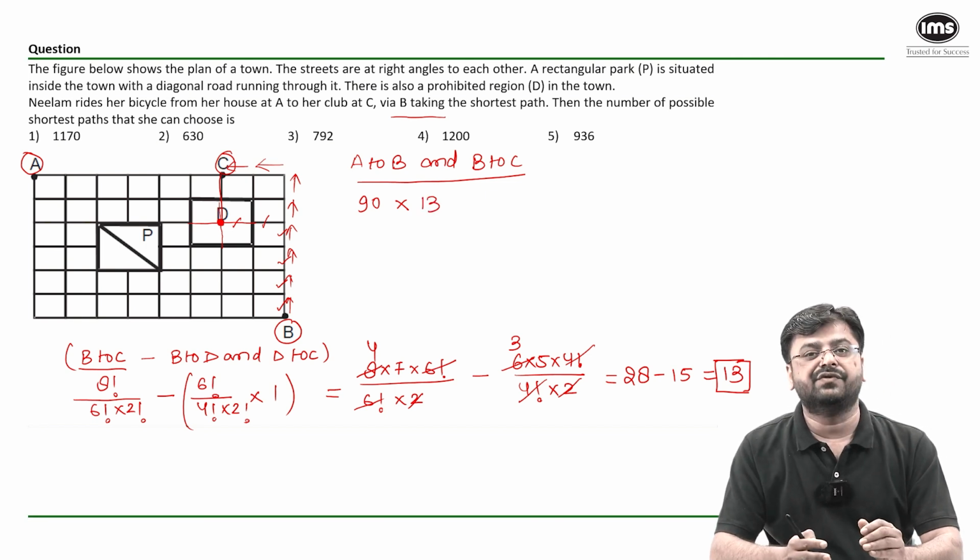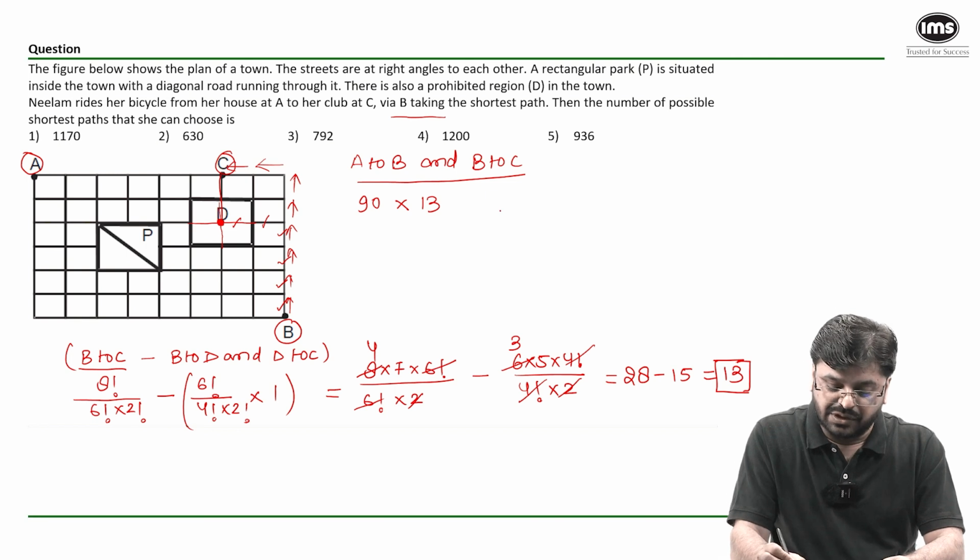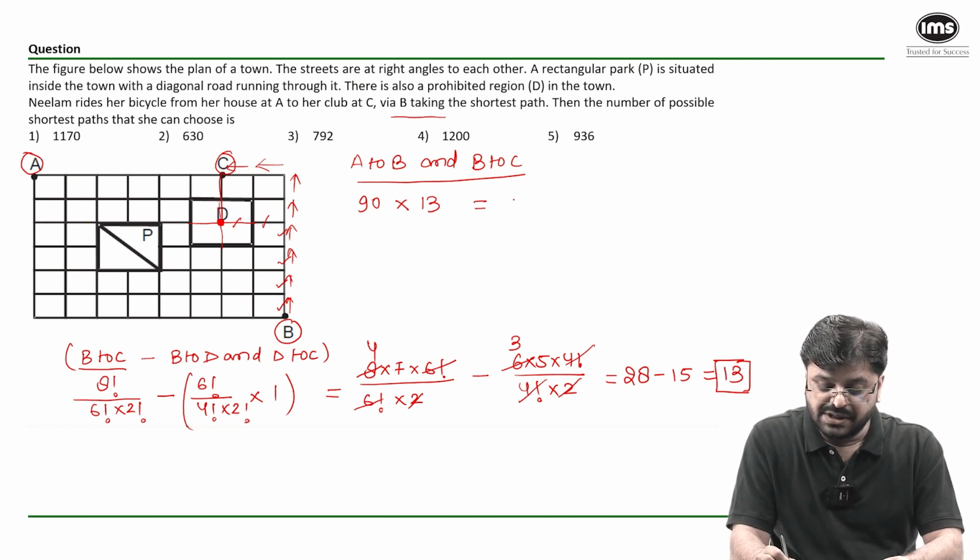In order to reach from A to C via B, the total number of paths will be the product of these. 90 times 13 is 1170.